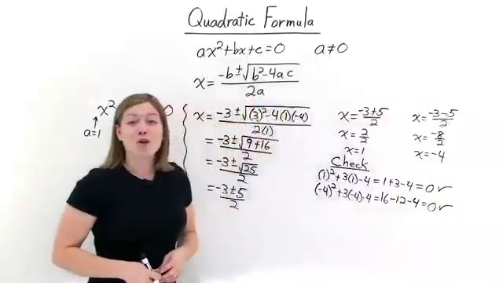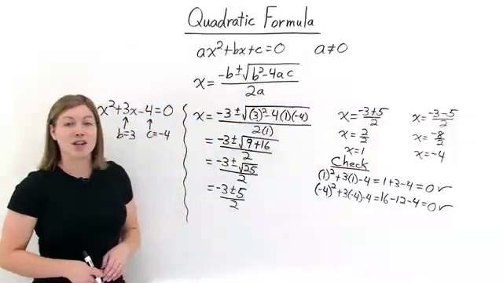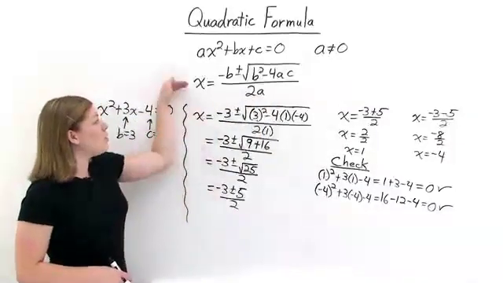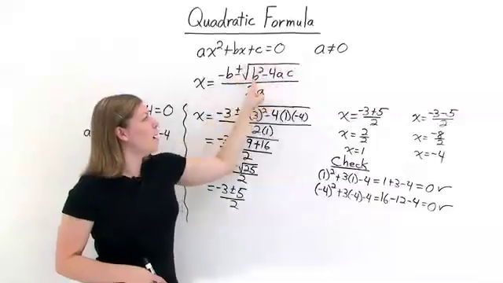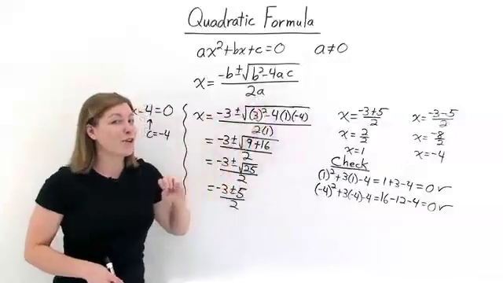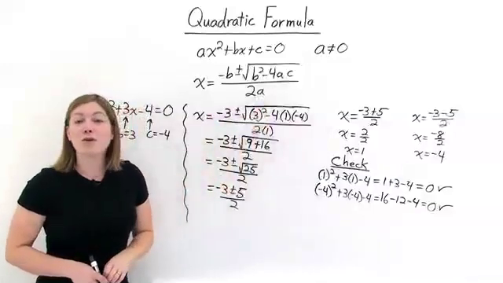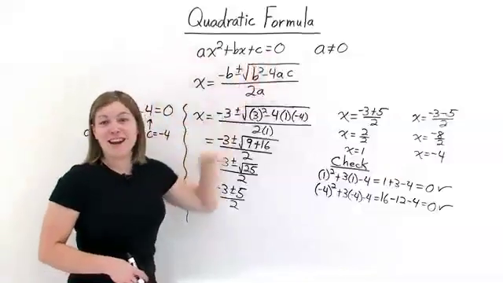So remember, the quadratic formula can be used to find the solution to a quadratic equation. The quadratic formula is x equals negative b plus or minus the square root of b squared minus 4ac all over 2a. And in order to use that quadratic formula, your quadratic equation must be of this form, and it must be set equal to 0.